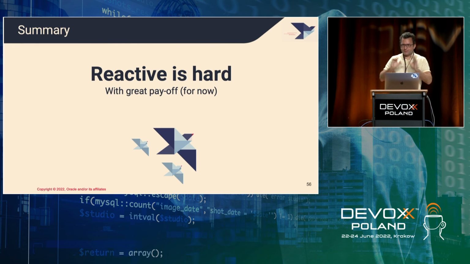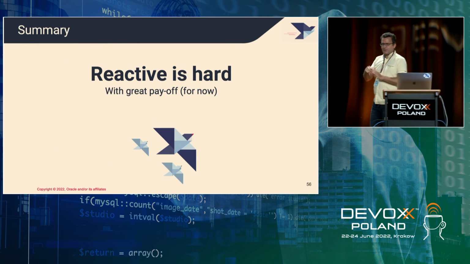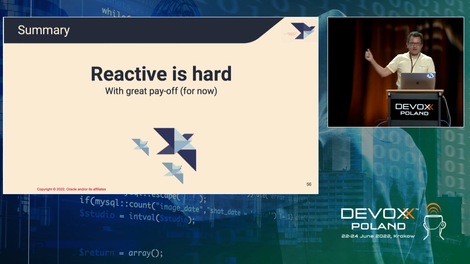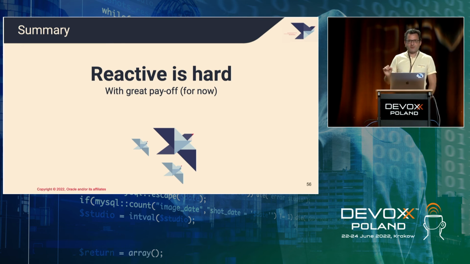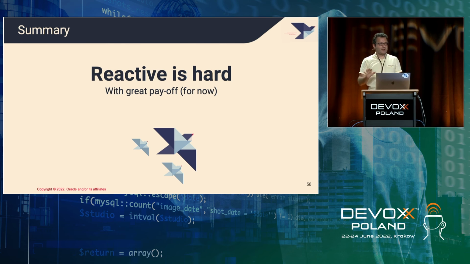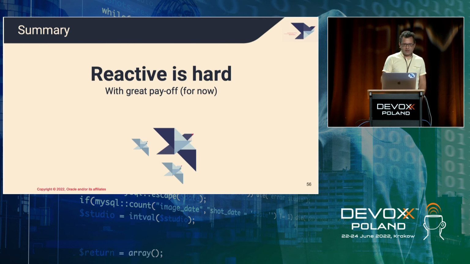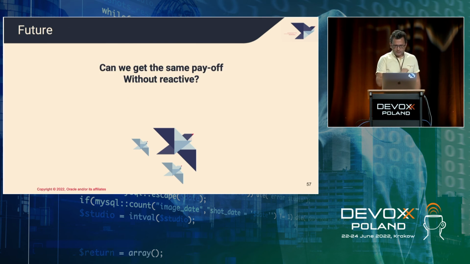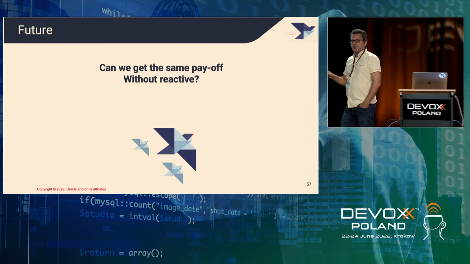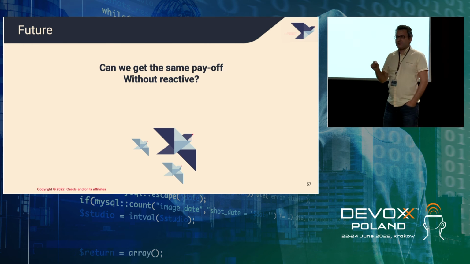And let's get to the stuff I promised at the beginning, the future, what is actually being worked on right now. So reactive is hard, for sure. The payoff is also very good. You get something that cannot be beaten in concurrency in Java right now. So is there a way how we can do this without reactive? And again, I said you cannot do it right now. But fortunately, you can do it in the future. And the future is available as an early access release of Java 19.